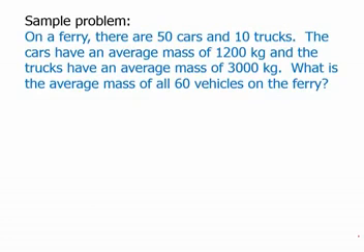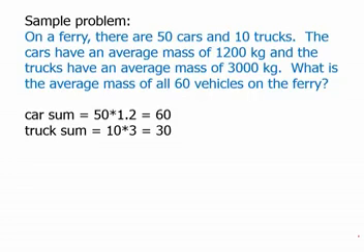Well, sum is average times number. So for the cars, that's going to be 50, and instead of writing it as 1,200, I'm going to divide by 1,000 and just write it as 1.2, just so we don't have a bunch of extra zeros floating around. 50 times 1.2, that's the same as 5 times 12, which is 60. For the trucks, we have 10 trucks, and then the mass, we'll just call that 3. 10 times 3, of course, is 30. Those are the two sums.